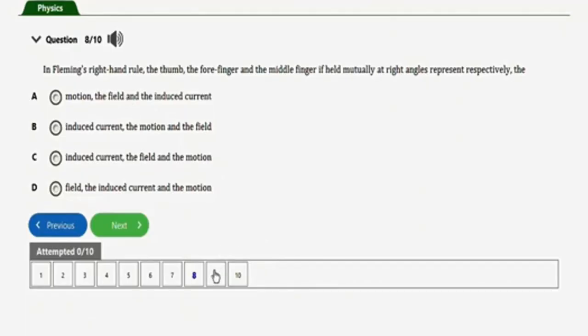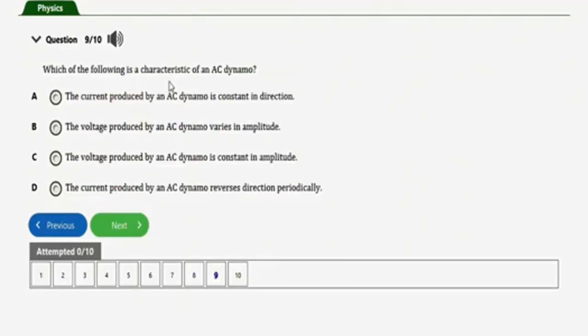The next repeated question will be this one. It says which of the following is a characteristic of an AC dynamo? The current produced by an AC dynamo is constant in direction. The voltage produced by an AC dynamo varies in amplitude. The voltage produced by an AC dynamo is constant in amplitude. The current produced by an AC dynamo reverses direction periodically. So the right option is option D, which is the current produced by an AC dynamo reverses direction periodically.